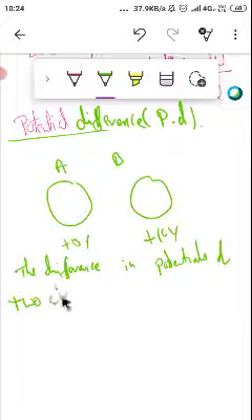Next we'll talk about the specific resistance. What is meant by specific resistance? First we consider the unit length and unit cross-sectional area. First we consider one conductor having unit cross-sectional area and unit length, that is A equal to 1 meter square and L equal to 1 meter.